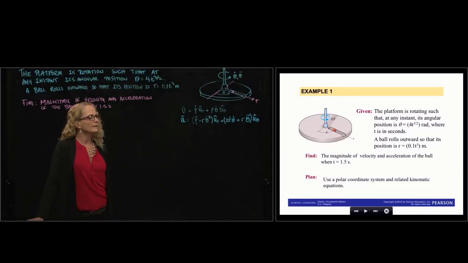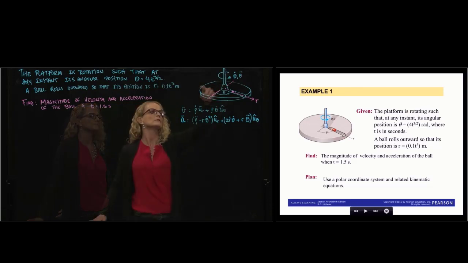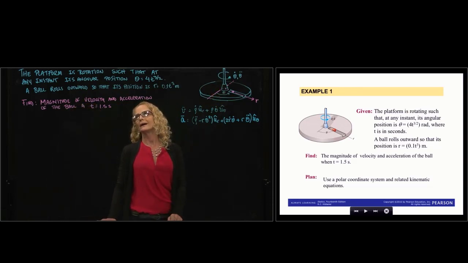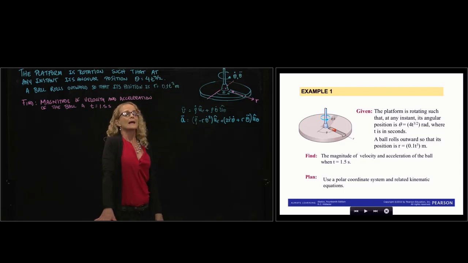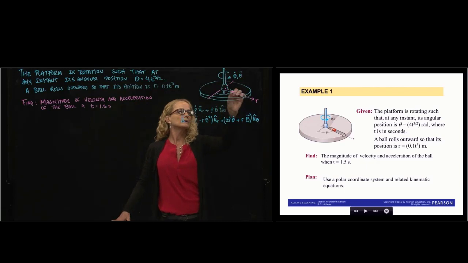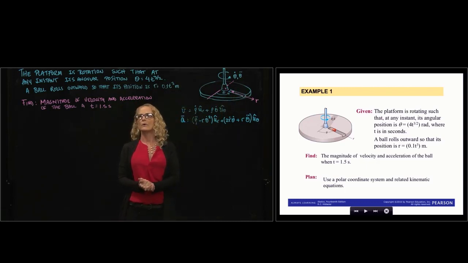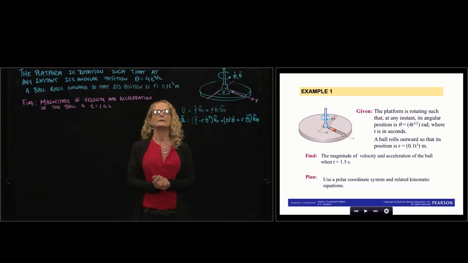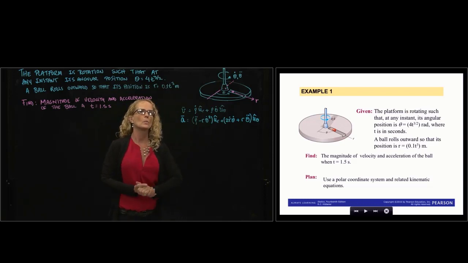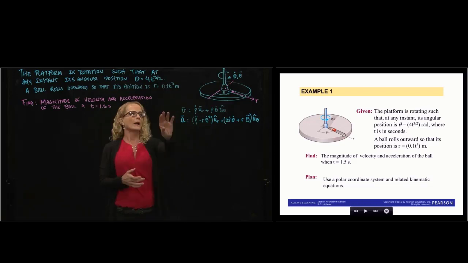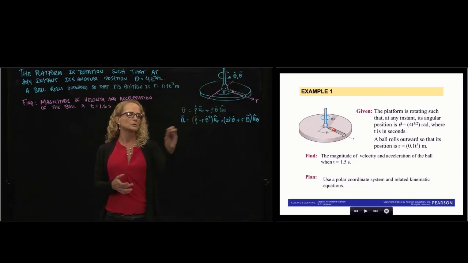Okay, so we are starting with example number 1 of section 12.8. It's a platform rotating such that at any instant its angular position is described by theta equals 4t to the 3/2. And then we also have a ball rolling down a groove, and the ball goes outwards, and its position is r equals 0.1 t cubed. I wrote right here the expression for velocity and acceleration for cylindrical coordinates.